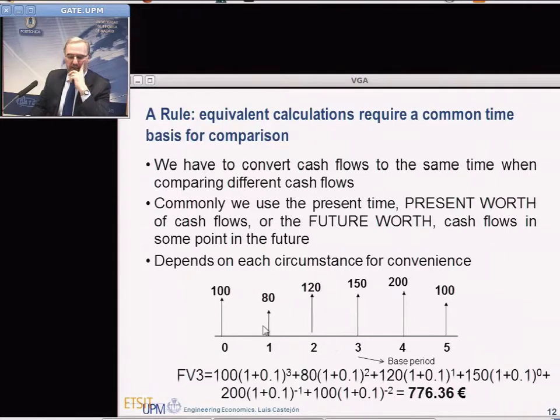So for cash flows that exist before year 3, what we are going to use is the direct compound formula. So we have the present value and we are going to calculate the future value. How do we calculate the future value, for example, of the first payment of year 0, the 100 deposit? In year 3, the 100 euros of year 0 is 100. This is the present value.